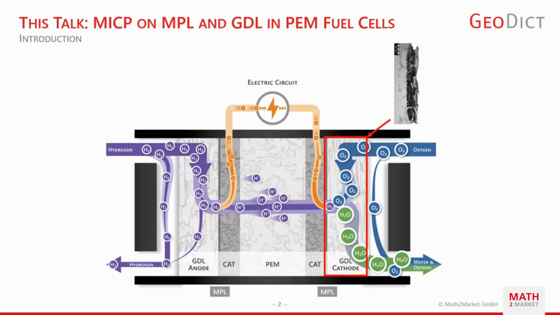You might have also noticed that this picture has been shown quite often. I have this picture here in my presentation as an overview of which part we are looking at in this talk. That would be the compound of the microporous layer and the GDL on the cathode side of the fuel cell, which would look like this in GeoDict.